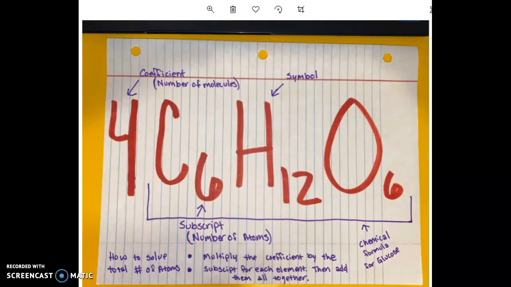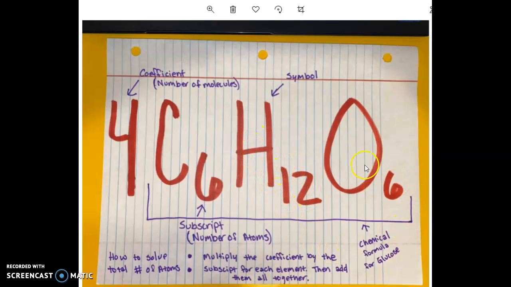Before you start today, I drew this up real quick to go over some stuff. The big number out front is the coefficient, and remember it tells us the number of molecules that we have of this formula. The letters are the symbols that represent the elements in that chemical compound or molecule. The subscript is the small numbers, and that tells us how many atoms of carbon there are and how many atoms of hydrogen there are.